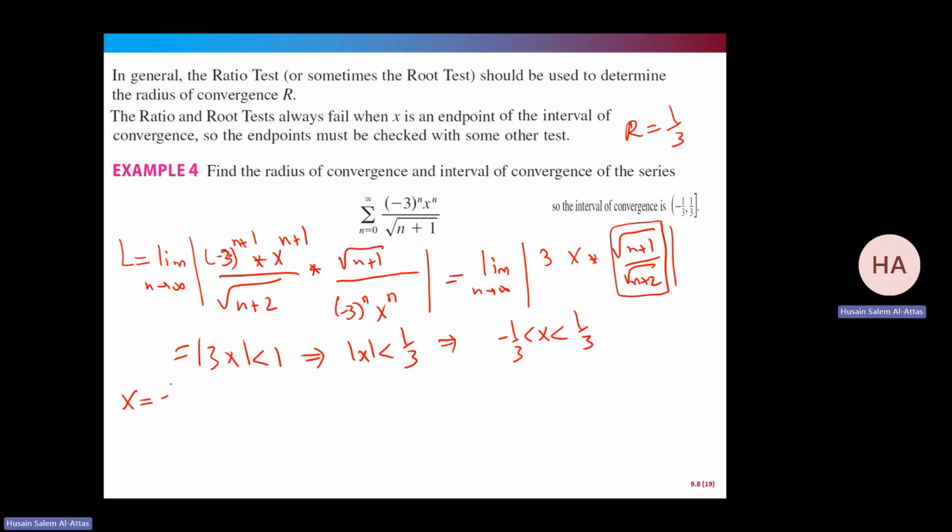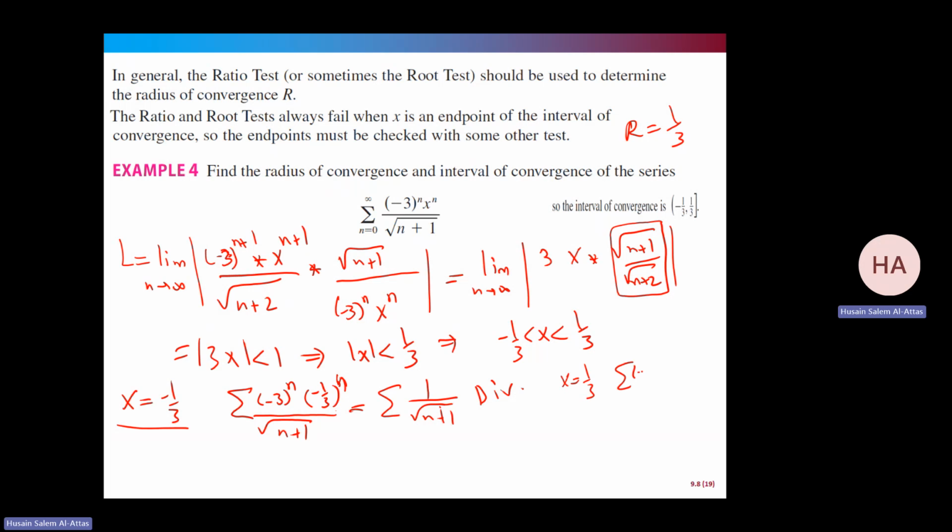Now let me check minus 1 over 3. Check the endpoints. I have what? It will be the series of minus 3 to the power n, minus 1 over 3 to the power n, over square root of n plus 1. That will be what? Minus 3 times, since the same power, that will be 1 over square root of n plus 1, which I know is divergent. You can compare it with square root of n. Yeah, divergent.